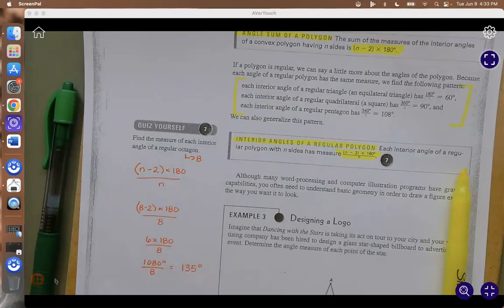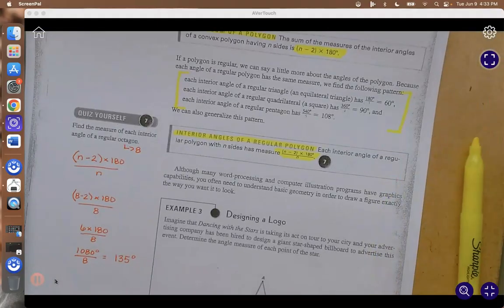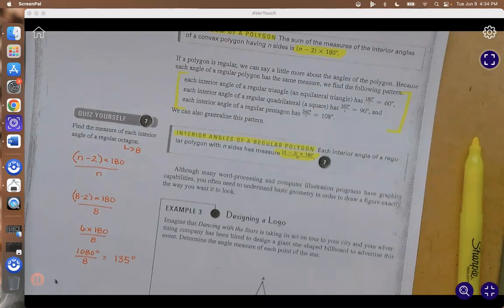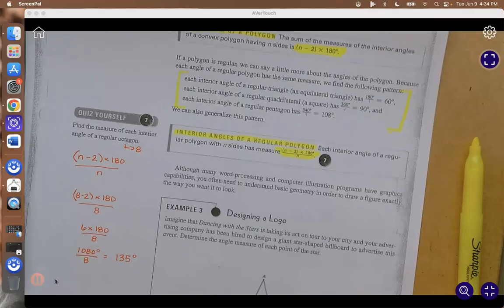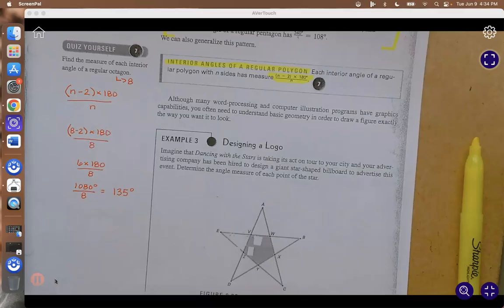All right, imagine that Dancing with the Stars is taking its act on tour to your city, and your advertising company has been hired to design a giant star-shaped billboard to advertise this event. Determine the angle measure of each point of the star. Okay, now, if we look here, let's figure out these measures first. So this is a pentagon. Okay, so let's start with that first.